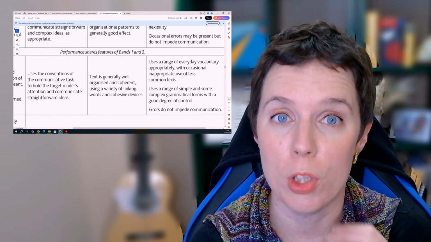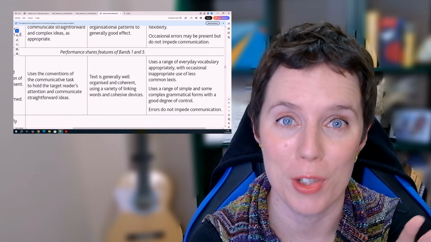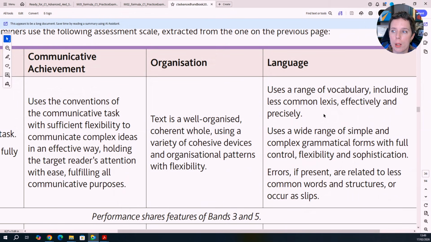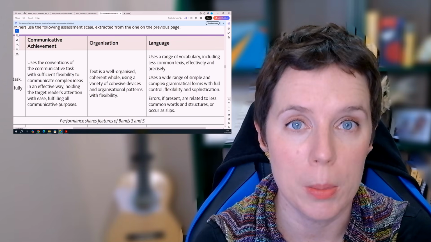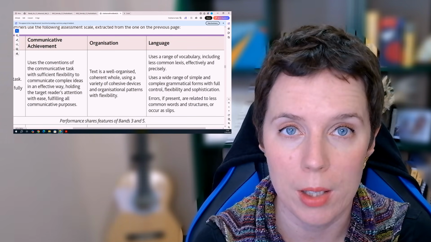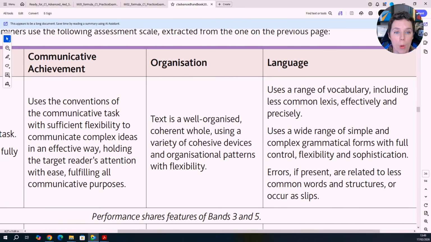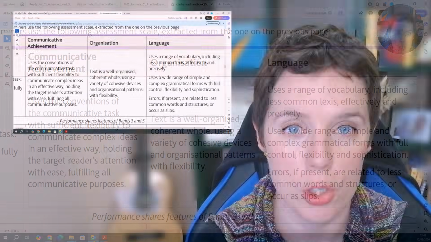Okay, so you still need to be using a good range of grammar and vocabulary just to get Band 5. The candidate uses a range of vocabulary, including less common lexis, effectively and precisely. So even if you're using less common words, you're not making mistakes, you're using those words correctly. They use a wide range of simple and complex grammar forms with full control, flexibility, and sophistication.